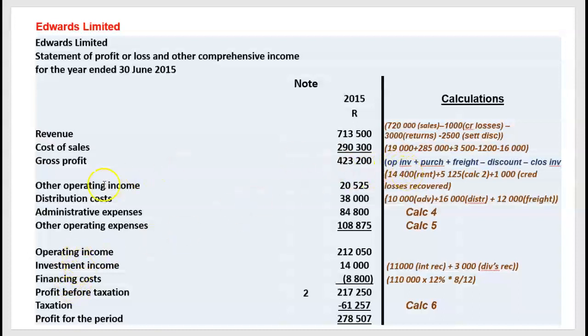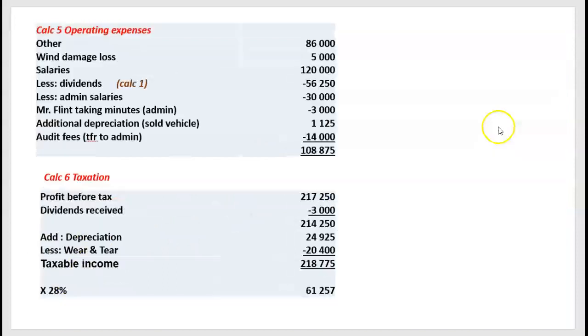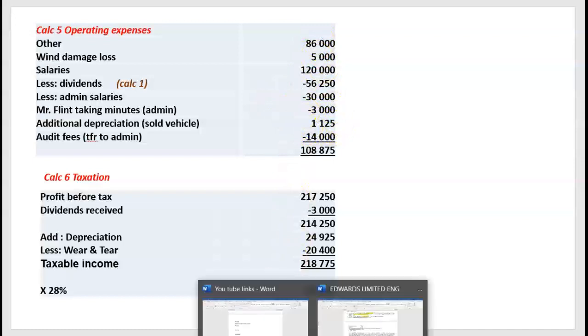There it is. Other operating income, 5125. The additional depreciation, which we had to provide on the equipment that we sold, 1125, is an operating expense. The 14,000 is already included in the operating expenses, but the 1125 still needs to be included, so therefore I have to add it to my operating expenses.